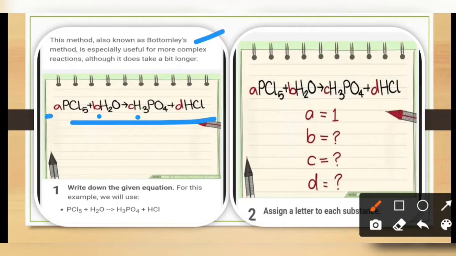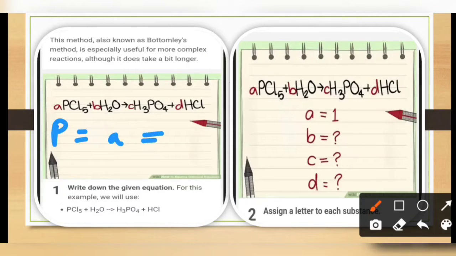You can write A, B, C, D because we always write a number in front of the formula or the symbols to balance the equation. So we'll write A, B, C, D. We'll give a stoichiometric coefficient to the reactants as well as the products, but we'll give them differently. Then we'll compare: P on the left hand side is A, which should be equal to C, because in the formula H3PO4 we are getting P here.